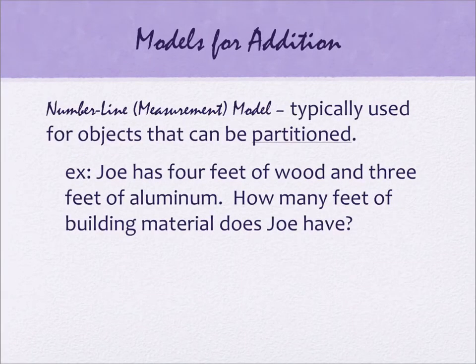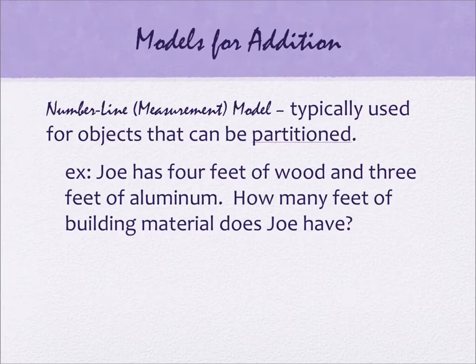Our next model is the number line or a measurement model. You'll hear them called both. This is typically used for objects that can be partitioned. So we're still going to be working with whole numbers, but we're working with things that do have a fractional value that makes sense. So Joe has 4 feet of wood, right? So could he have 1.5 feet? Yes, he could. That's why this is a number line model or a measurement model, because it makes sense to divide that into pieces and to count it like that.